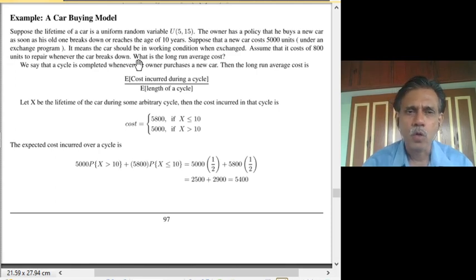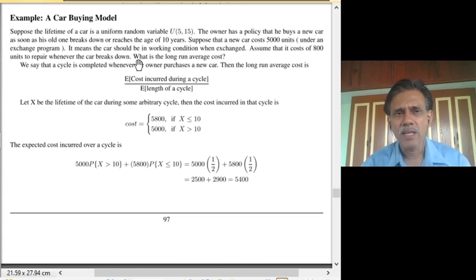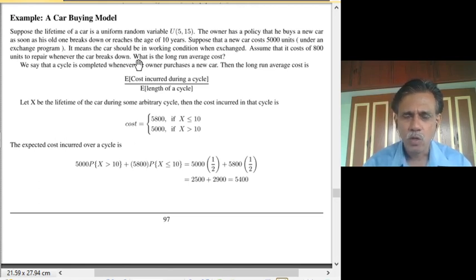So, what will be the long run average cost incurred by the owner? So let us look at the pros and cons. See, normally you would like to use the car. If you keep buying the car in a repeated manner, you will end up paying more. You would like to use it as much as possible. So that tells you that you have to keep using it till 15 years.